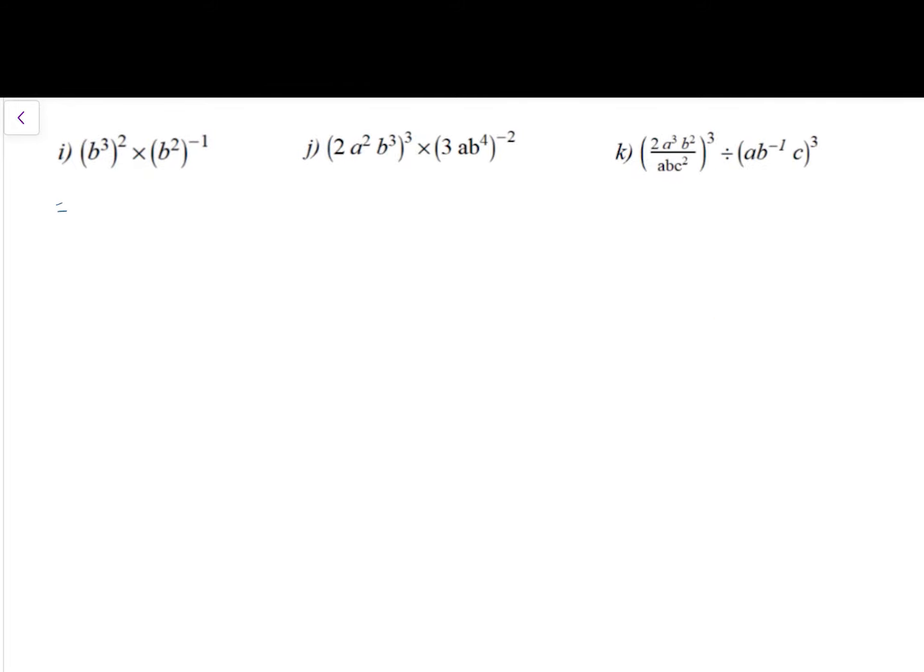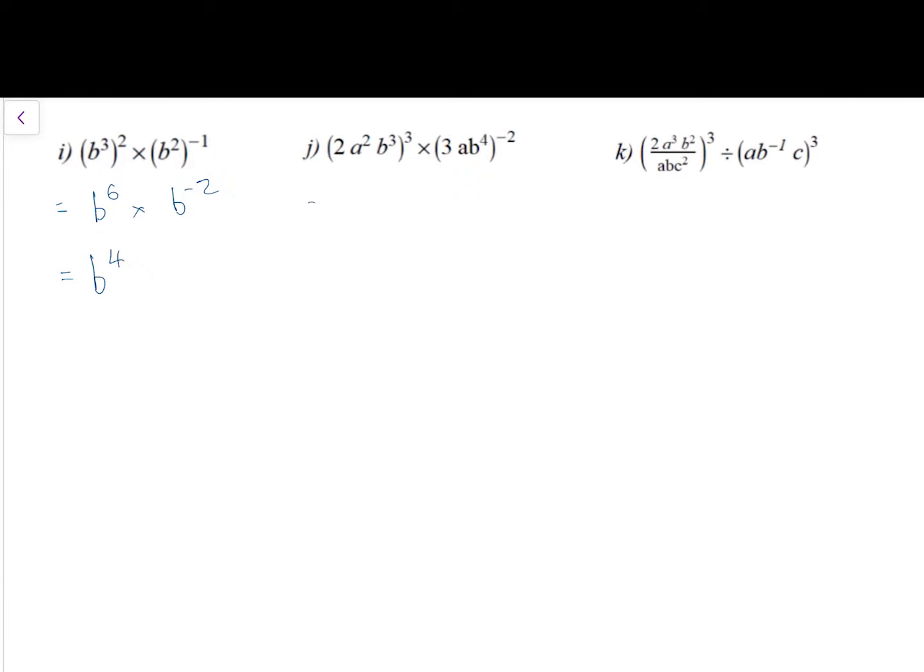Okay, stepping through here, b to the power of 3 and then that to the power of 2, b to the power of 6, multiplied by b to the power of 2 to the power of 1. So we could say b to the power of negative 2. And then adding these two together using the first index law, b to the power of 4.